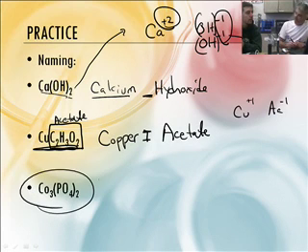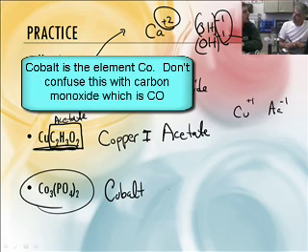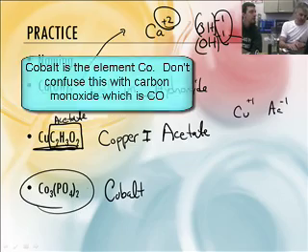Now, Co is kind of a weird element. Some people get that confused with copper. It's not copper, it's cobalt. And it's not big C, big O, because that would be carbon monoxide. It's big C, little o, which is the element cobalt. And then PO4. Now let's look on our polyion list.